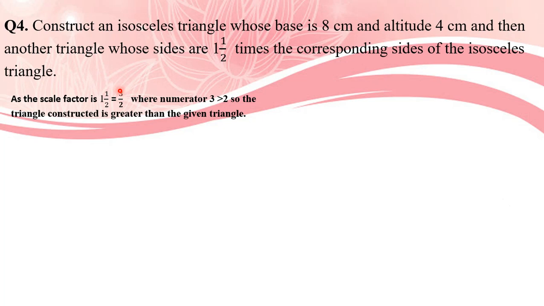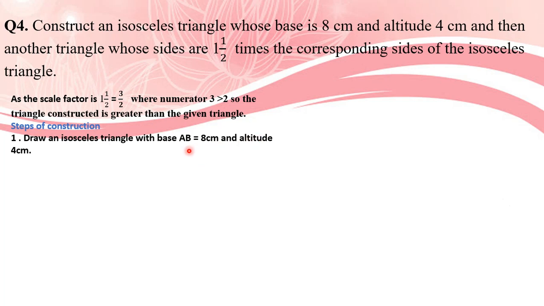Now let's start the construction of the given triangle. Here the isosceles triangle is given with base AB. So let's take this line segment AB, which is equal to 8 centimeter. Now the altitude is given as 4 centimeter.